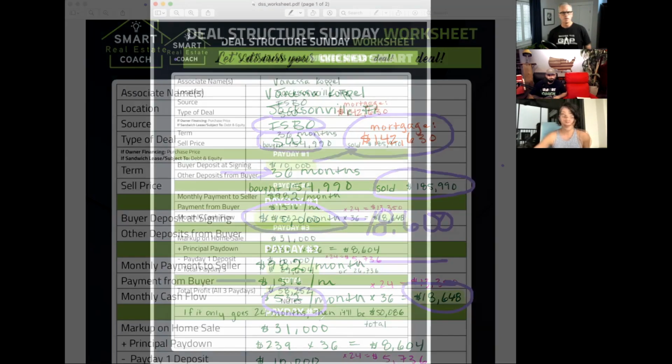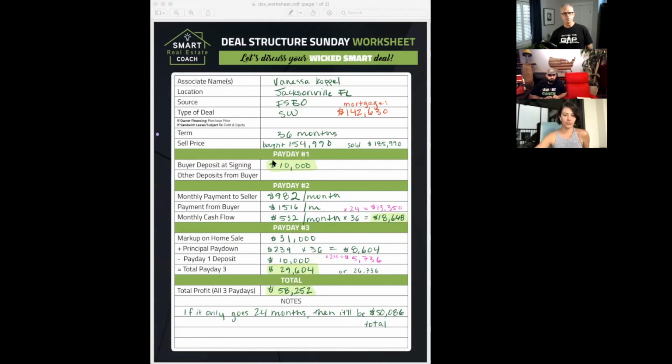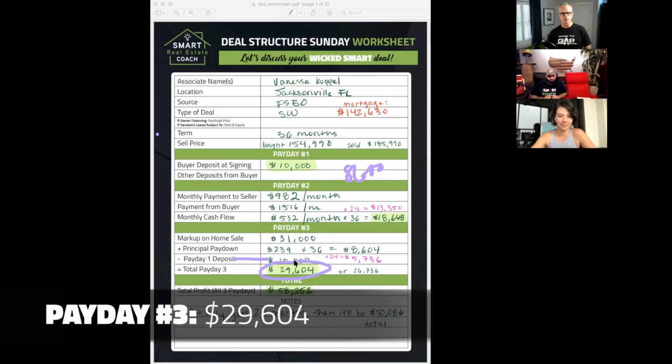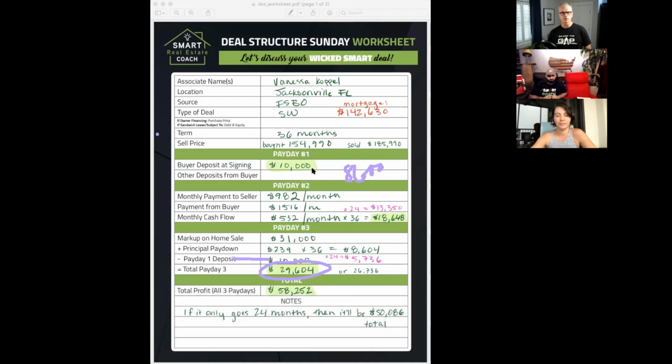Sweet. All right, guys, so let's continue. We're all the way down. We said that there was an extra 8,600 here, but we're going to pick it up at the end. Then as we come down here, we put the 10 grand back in. You were left with a Payday 3 of 29,604. That's right. Where did you account for this extra Payday 1 here?